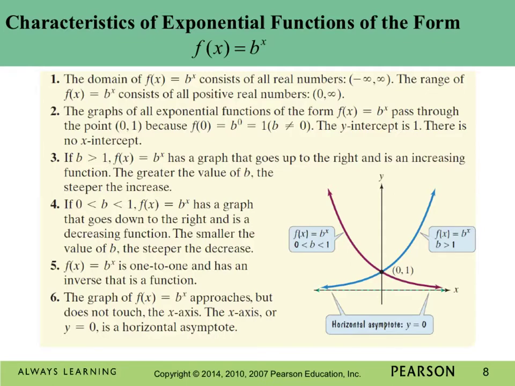And these are going to be one-to-one functions that have inverses, and the graph of b to the x approaches but doesn't touch the x-axis. So it's got y equals 0 for a horizontal asymptote.